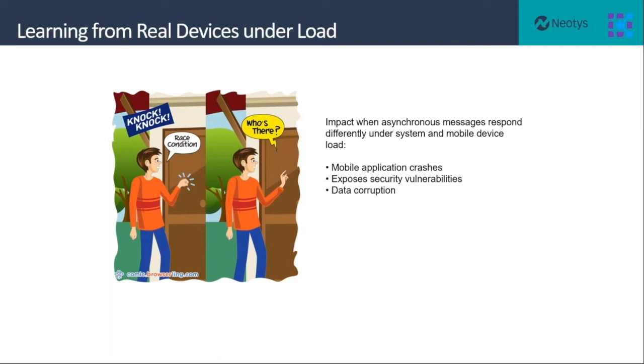The impact, in the case that we had with our customer, was that their application was crashing in certain conditions, in certain situations. The other risk is you might expose security vulnerabilities. We've heard about some of the issues recently with race conditions on chipsets. These can also happen in your mobile apps. And then finally, probably one of the most troublesome issues with race conditions is data corruption.